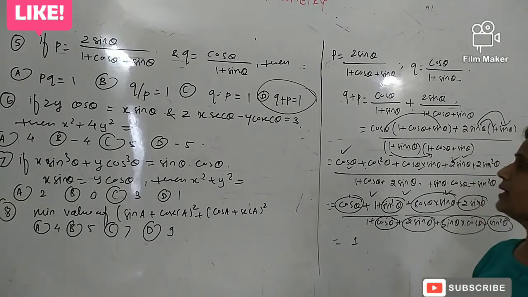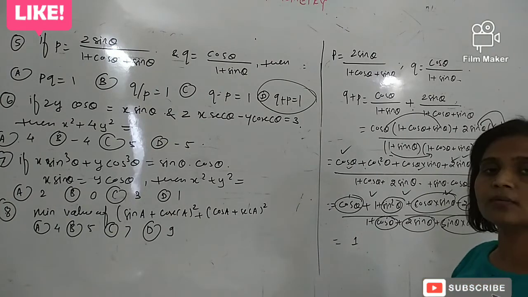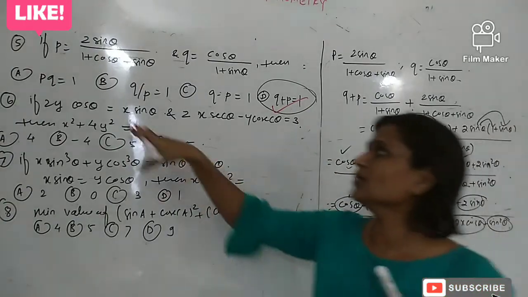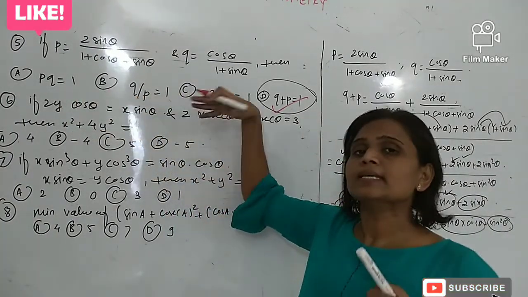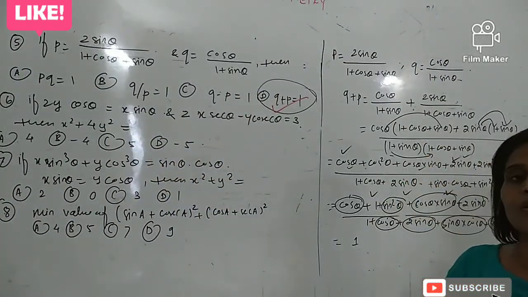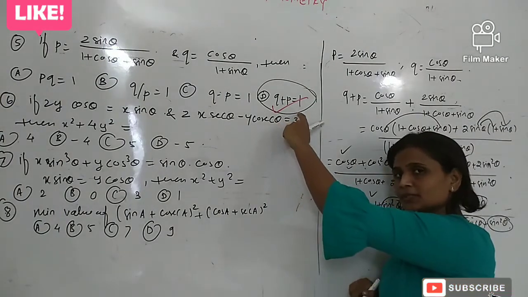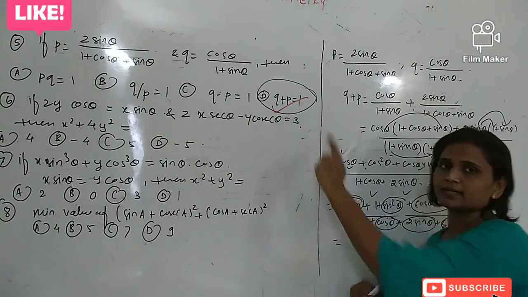So what is the correct option? The correct option is the last option, D. You can try all these options, A option, B option, C option, all options are wrong. And after that you go to the D option, which is the correct option. Okay, so D option is the correct one.